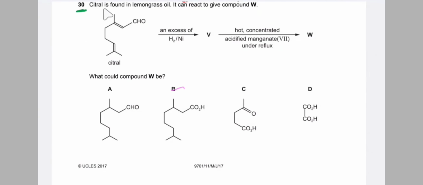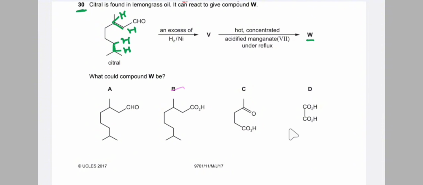Question 30. Citral is found in lemongrass oil. It can react to give compound W. What could compound W be? First of all, this compound reacts with hydrogen in the presence of a nickel catalyst. So what occurs there is that the double bond breaks and hydrogen atoms are attached to the carbon atoms. Here we can see that the double bond breaks, and here also the double bond breaks.